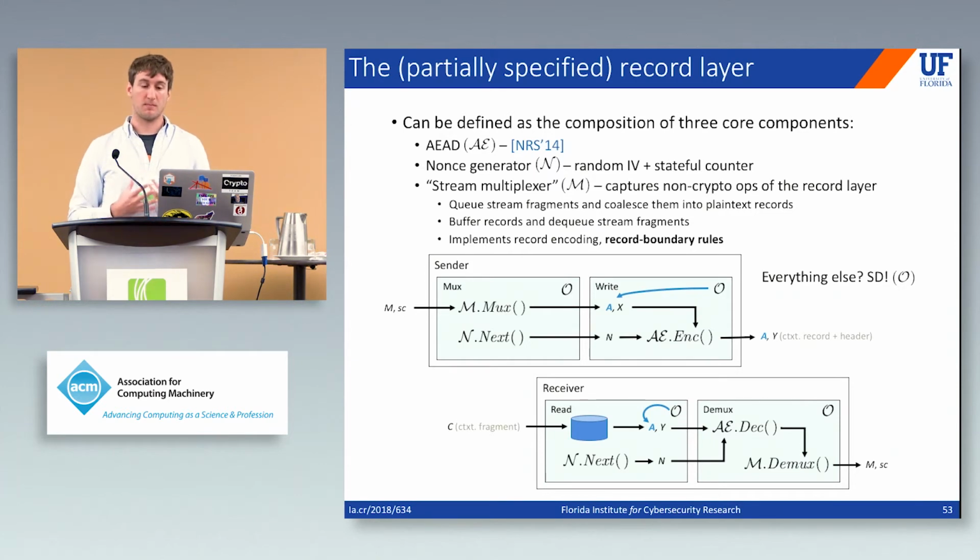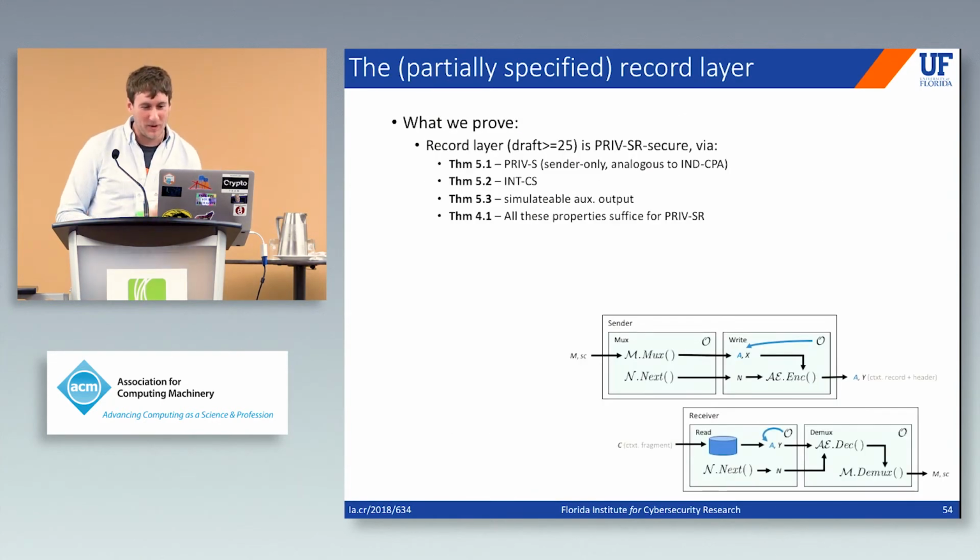Otherwise, though, we're able to model everything else in the protocol as specification details. And this is really nice because it makes the record layer much simpler to analyze. And I'm mostly going to refer you to our paper to convince you of that, because it's simpler, but it's still not simple. So we prove this composition meets our notion of privacy for multiplex stream-based channels.